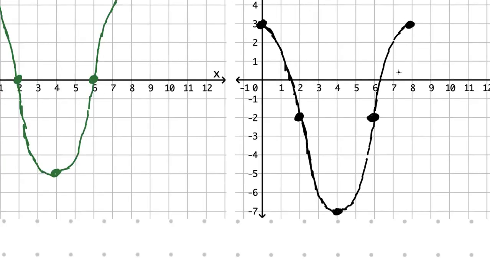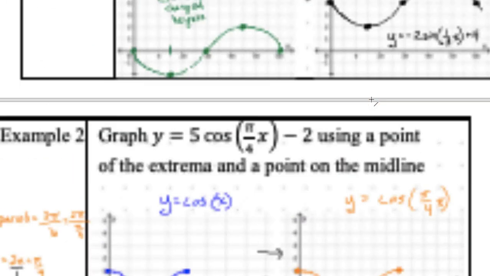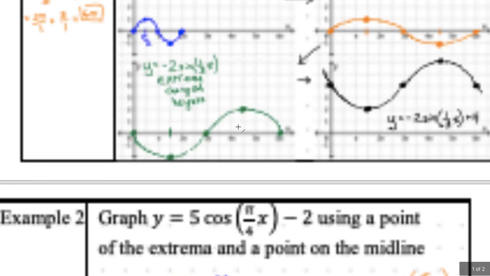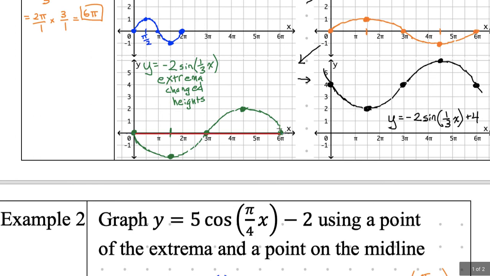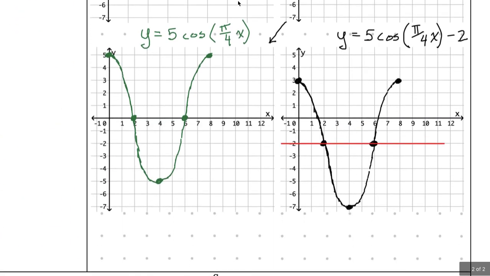Again, if it's not clear, you can see that the midline has been shifted down. I can make a line for these last two graphs. I really had a midline that was right there for that function, and up here it was a little bit harder to see, but our midline used to be here at the x-axis, and then our midline shifted up to 4. Cool. That concludes the notes.